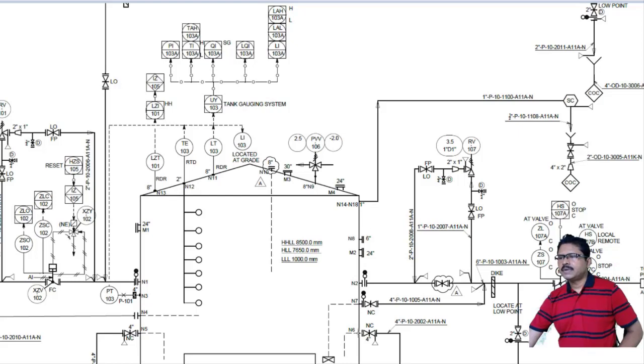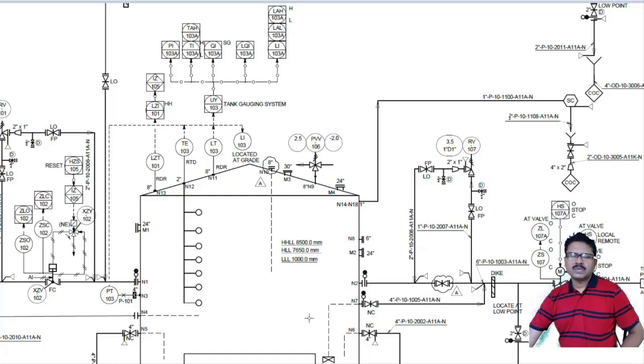This is a tank or vessel having a particular dimension. This tank is having different nozzles and different openings. Here N1, N2, N3, N4, N5, there are different nozzles. Nozzles means different openings. The dimensions of different nozzles are also indicated. This nozzle here indicated is having 4 inches. This nozzle is having 6 inches.